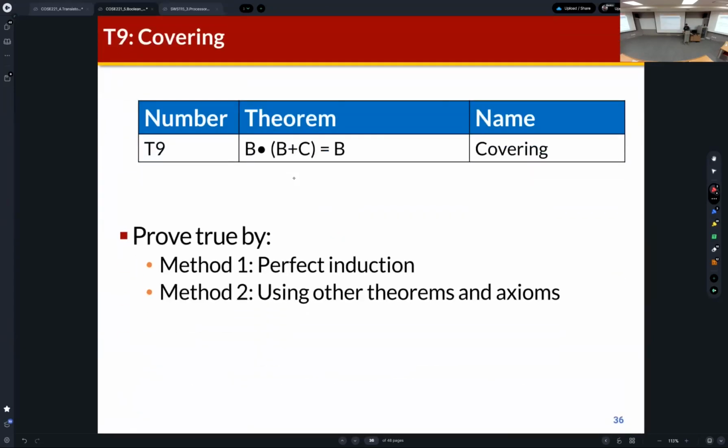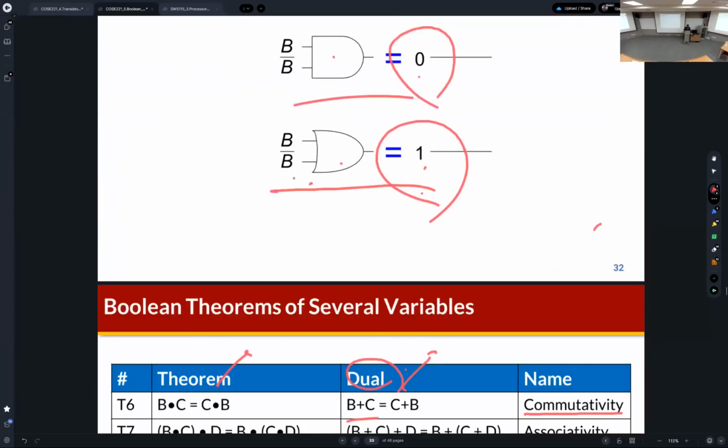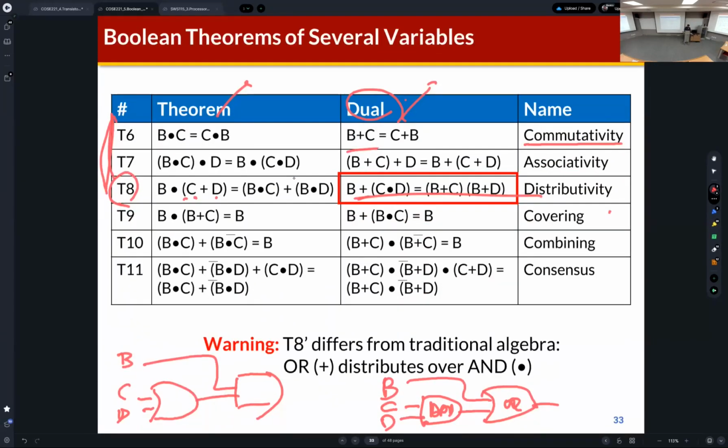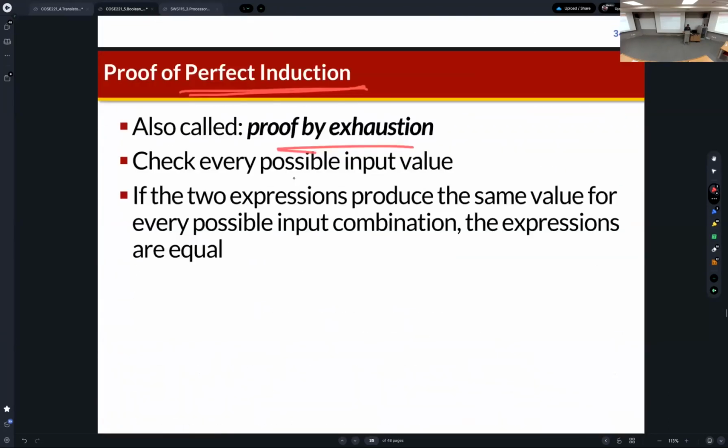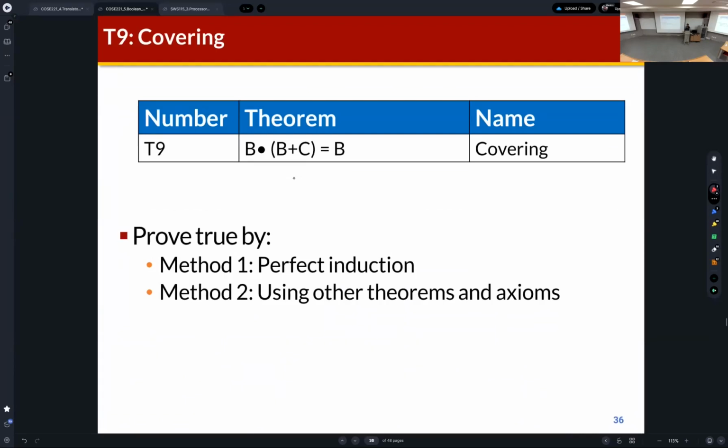Okay, let's see T9. I said, okay, until here these are just very simple theorems, but T9 is called the covering. It's B and B plus C equals B. Then how can we prove this is true?